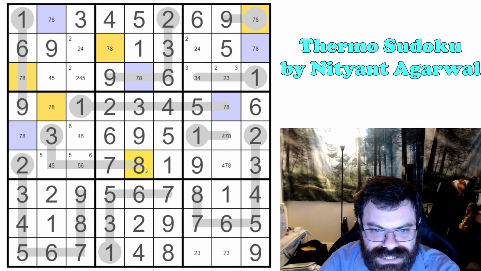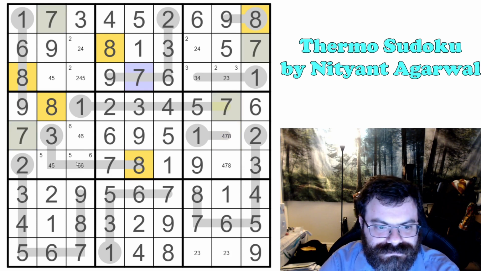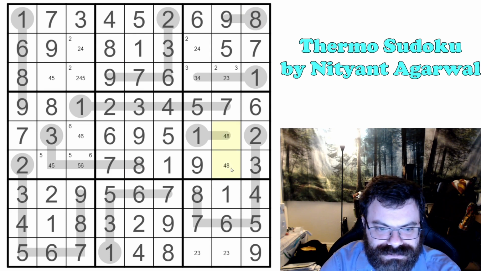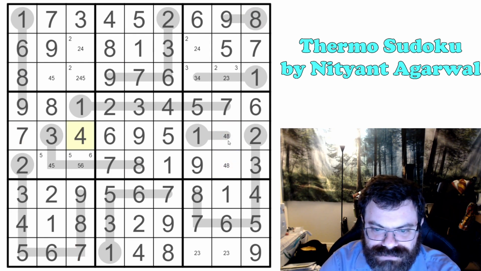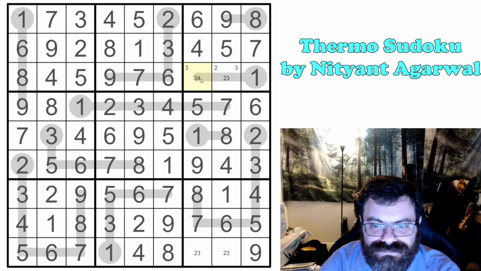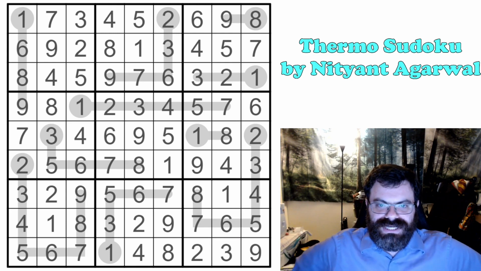So this is 7, 8, 7, 8. All the oranges are 8. All the blues are 7. I can get rid of the highlighting now. So this is 4. I said 4, 8, 4, 5, 6, 4, 2, 5, 4, 3, 2, 3, 2. All right, and so there is the solution to Thermo Sudoku by Nityant Agarwal.